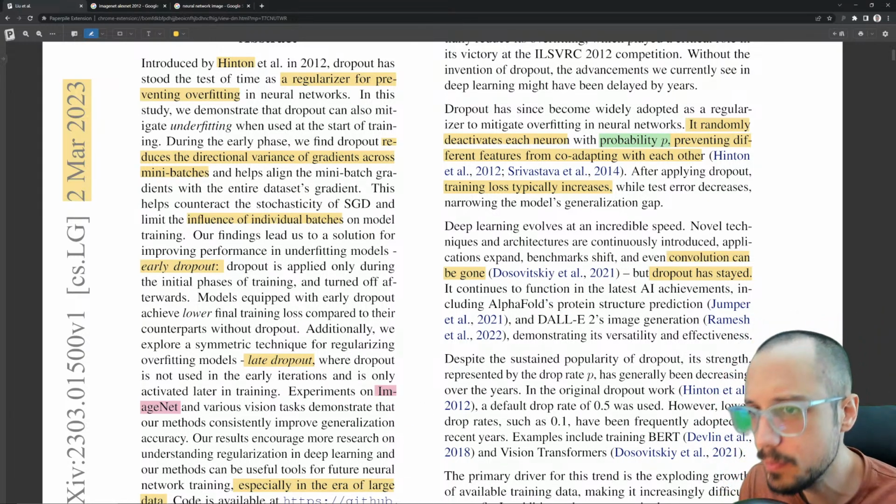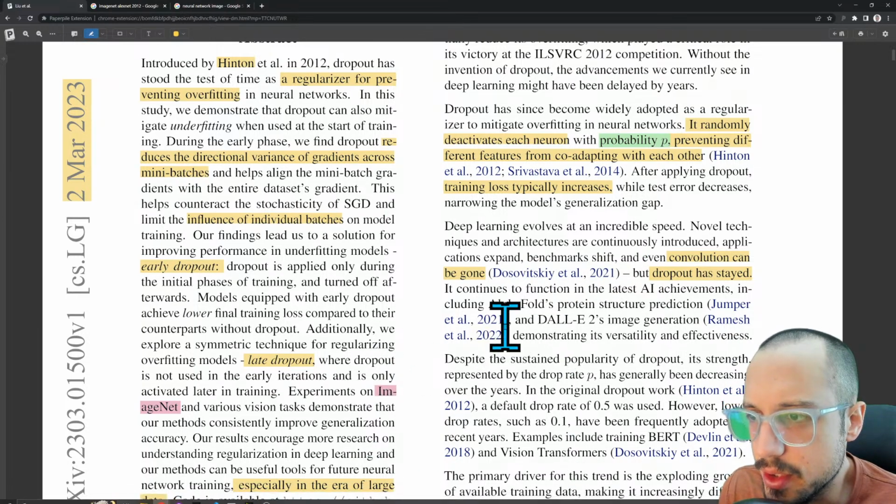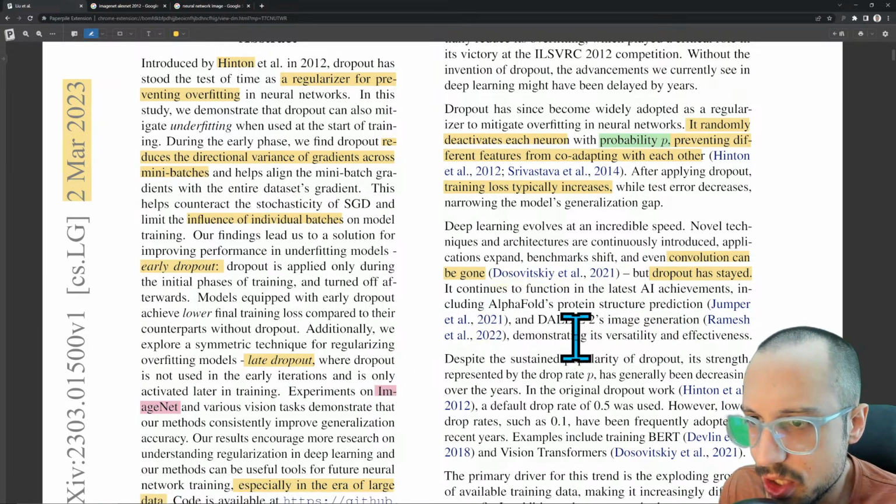It continues to function, including AlphaFold, protein prediction, DALL-E 2 image generation.